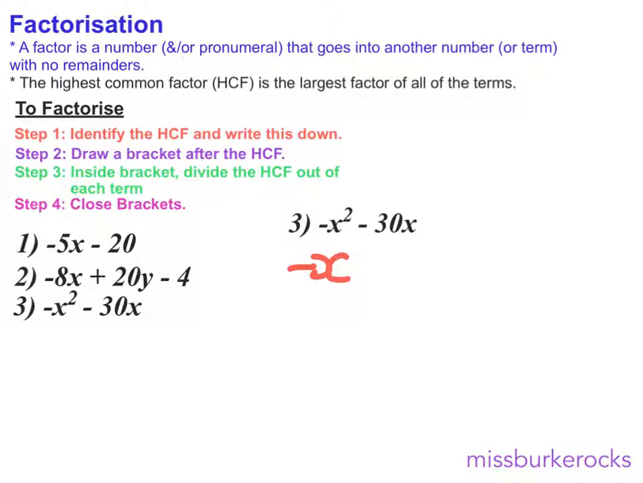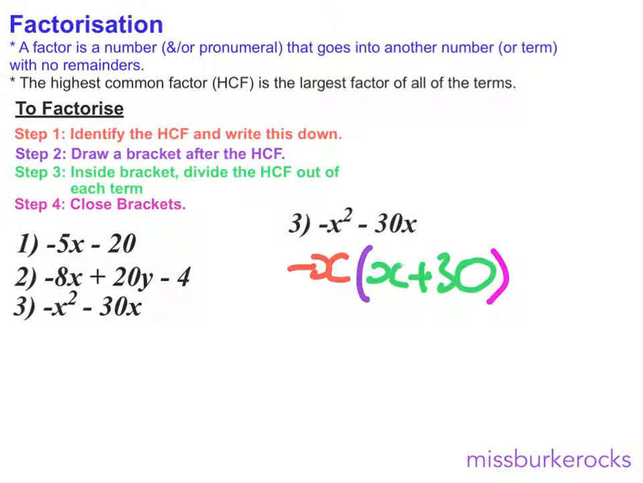Then we need to open our bracket, then have a look, divide out our highest common factor. So negative x squared divided by negative x gives me x, and negative 30x divided by negative x gives me positive 30. I've got my two terms, so I need to close my brackets.